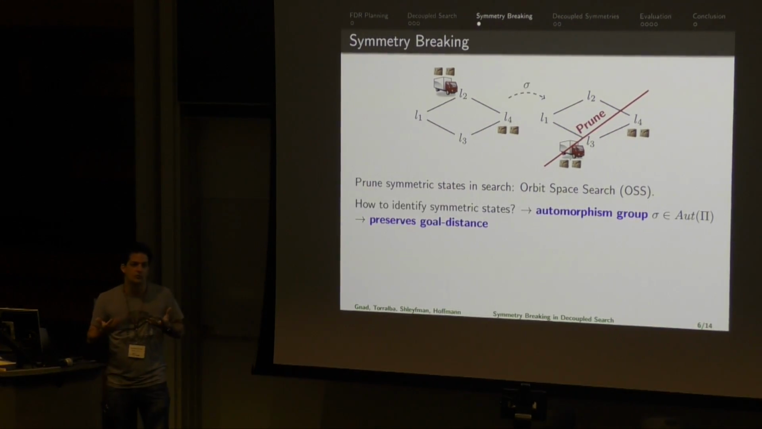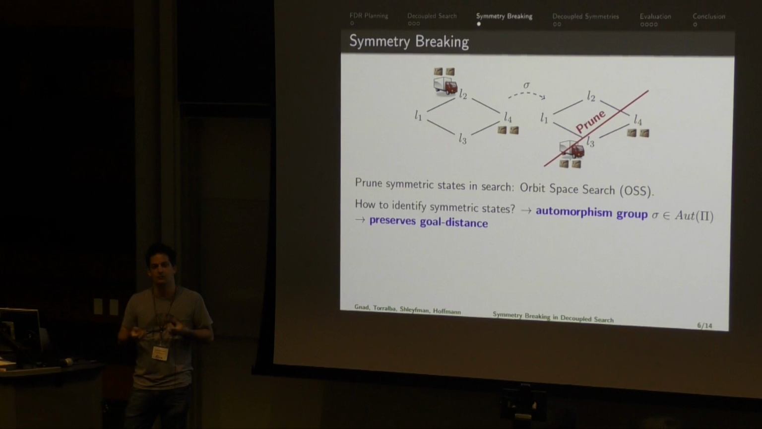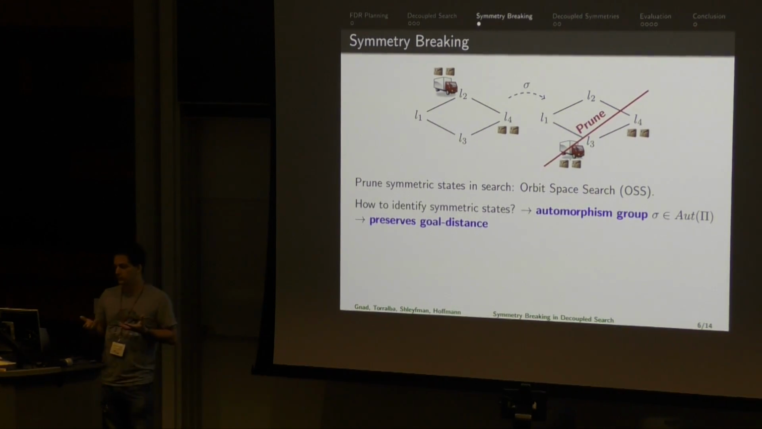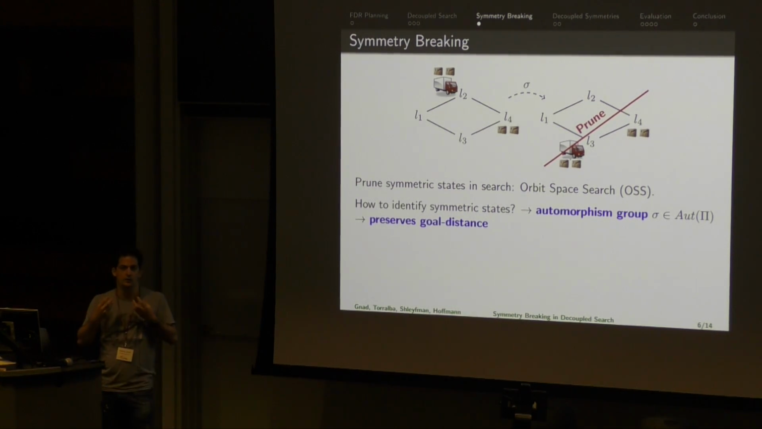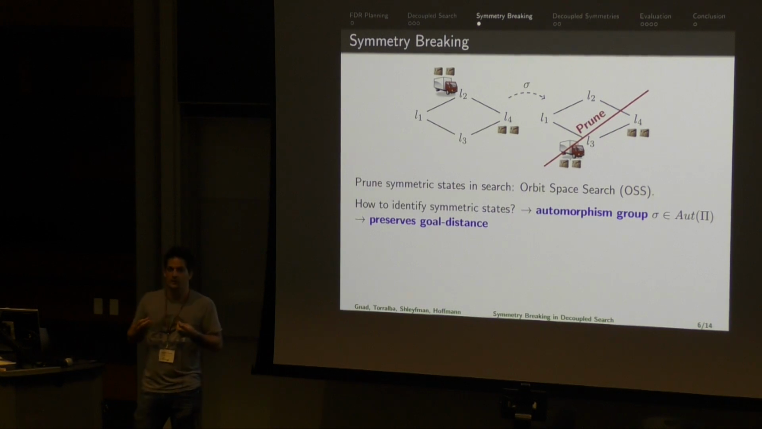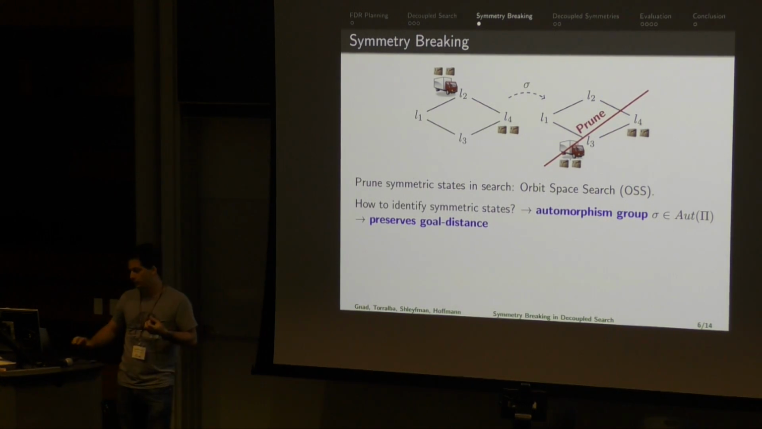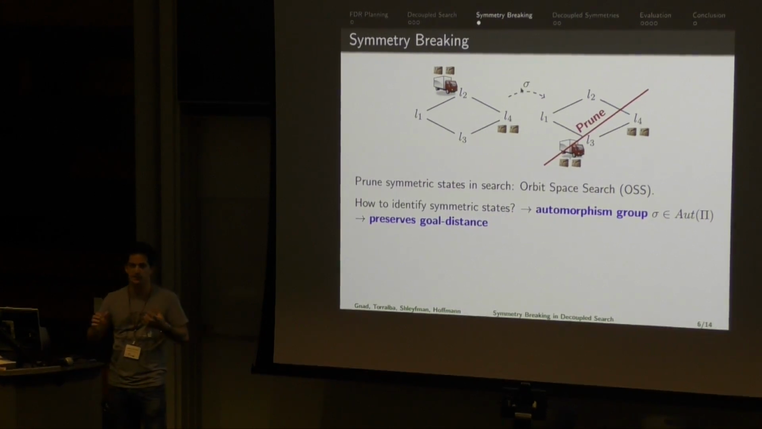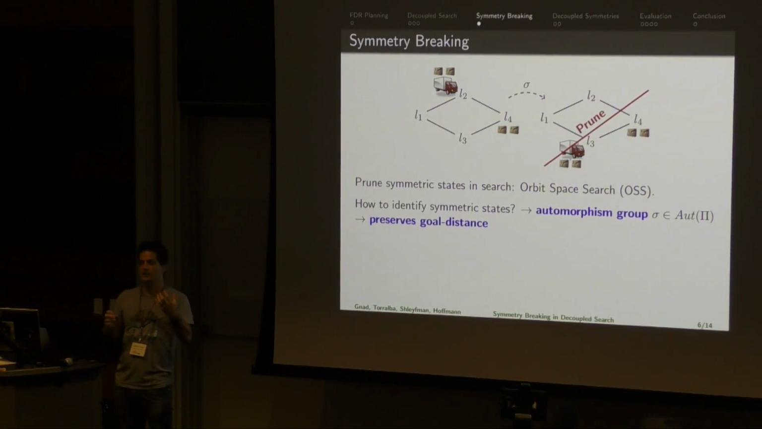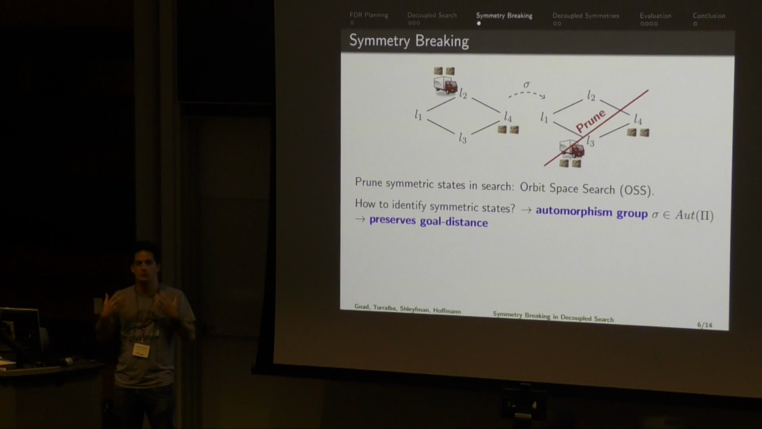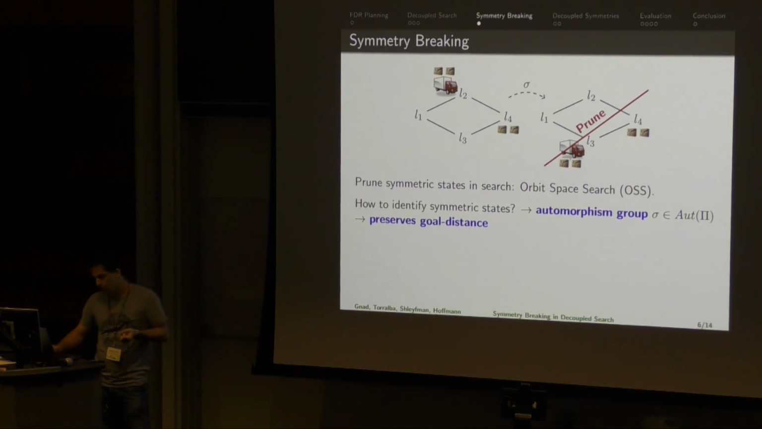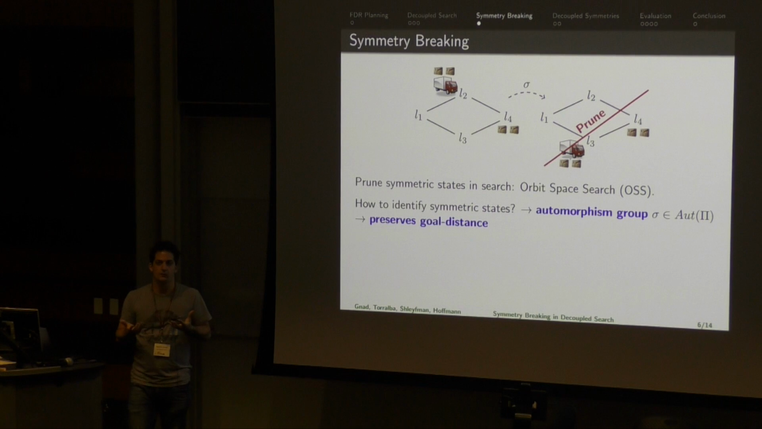One important question here is how do we actually detect that two states are symmetric? We do this using the automorphisms of the state space. This is a set of structural symmetries that map one state into another. So basically one structural symmetry sigma would say that if you have this state on the left, you can transform it to the state on the right using this structural symmetry, so that the states are symmetric and we can prune one of them. An important property of the automorphisms of the state space is that they preserve the goal distance. Otherwise you could not do optimal planning.